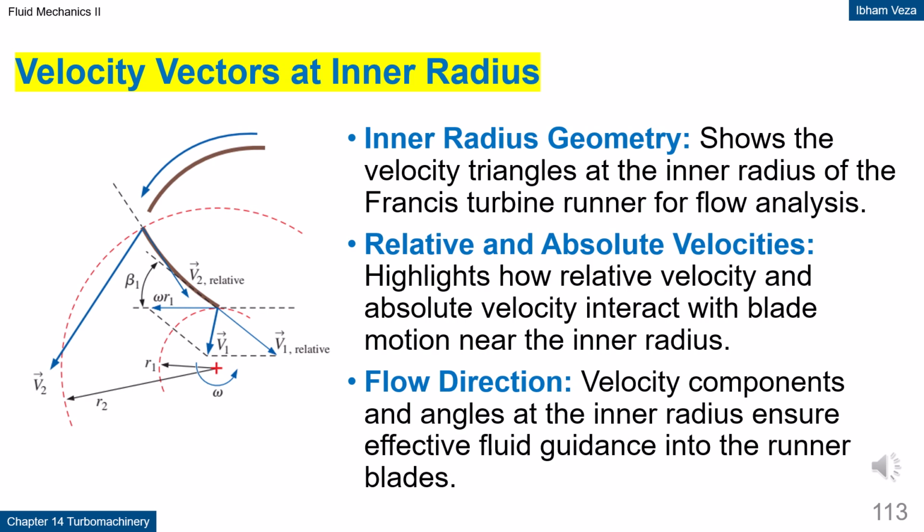Analysis at this location is important to ensure that the flow enters the runner without separation or major losses. The relationship between relative and absolute velocities remains the key in energy calculations. By understanding both locations, the runner design can be optimized as a whole.